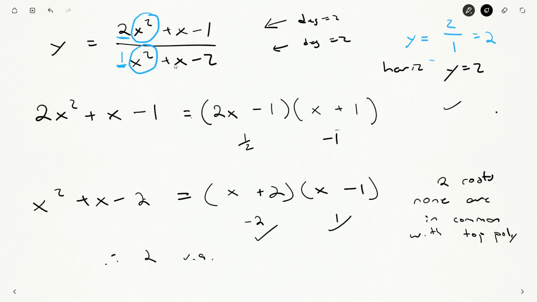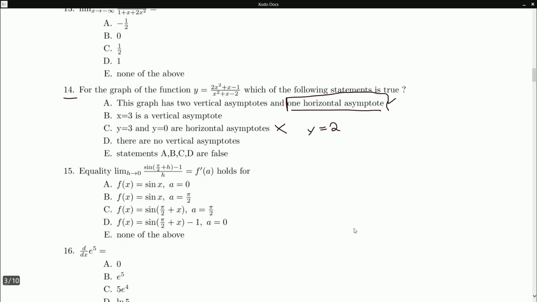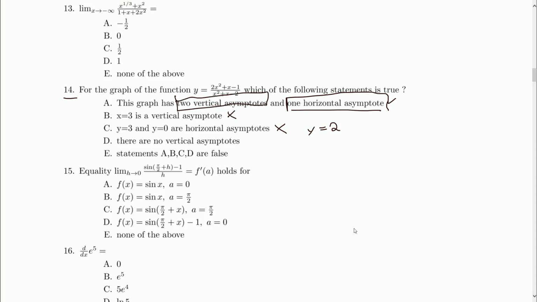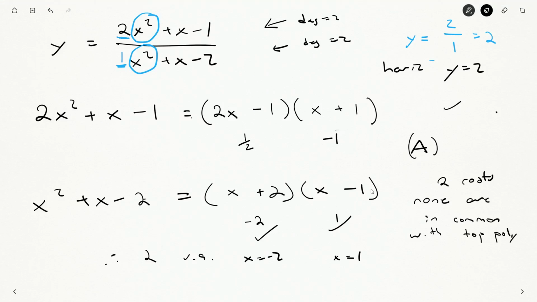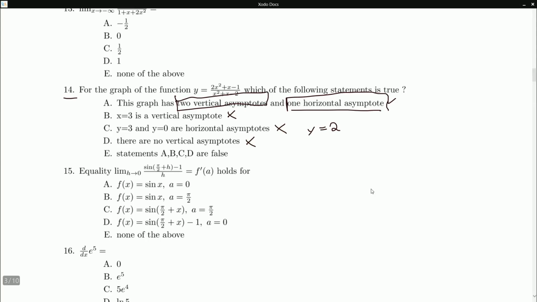We have one horizontal asymptote at y equals 2. We have vertical asymptotes at x is minus 2 and x is 1. So, going back to our answers, we do have two vertical asymptotes. X equals 3 is not a vertical asymptote, but there definitely are some vertical asymptotes. Our answer in this case is going to be A. Process of elimination. And so that was question 14. Up next, question 15.